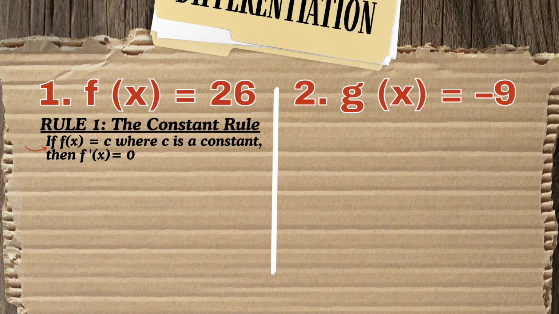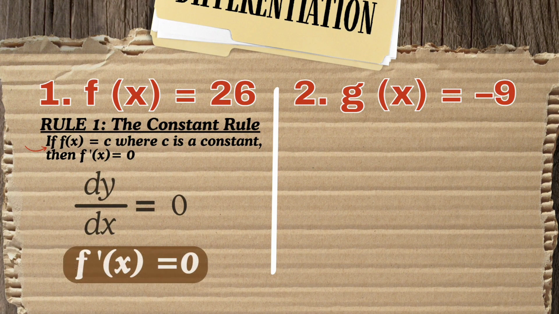rule number 1, which is the constant rule, where if f of x is equal to c, where c is a constant, then f prime of x is equal to 0. So first, we will get the derivative of 26. Since our given is a constant, automatically it will be equal to 0. So our final answer, or the derivative of the function, will be f prime of x is equal to 0.